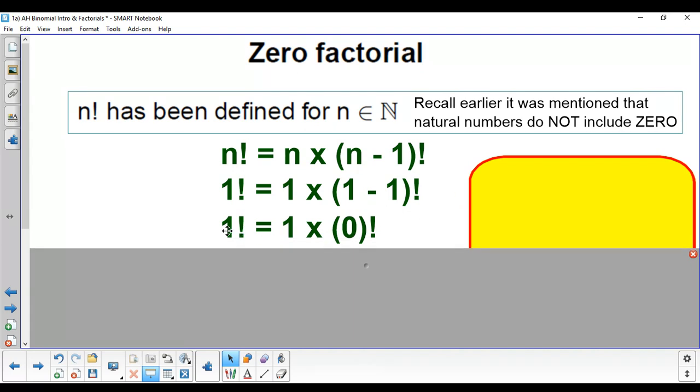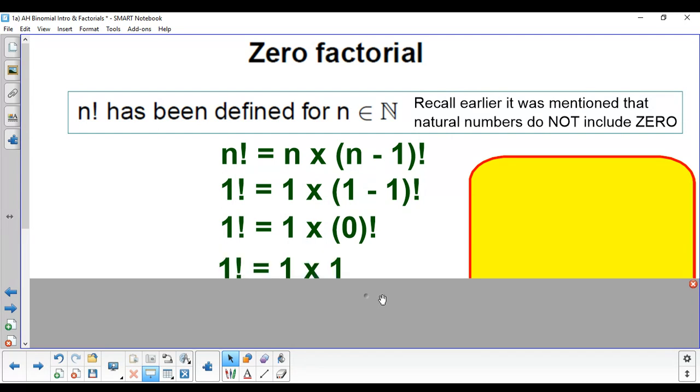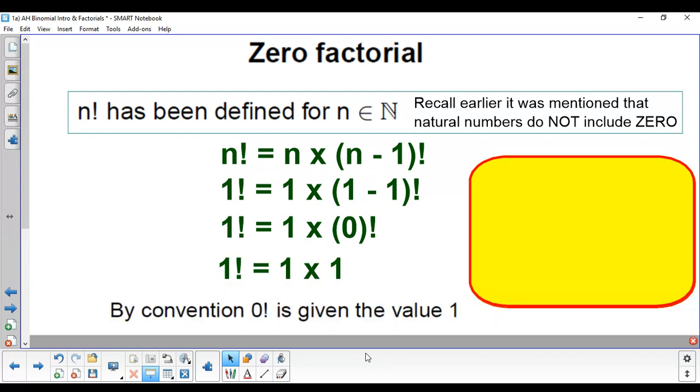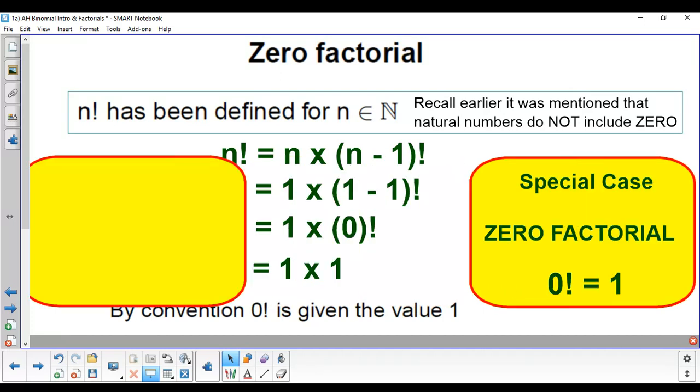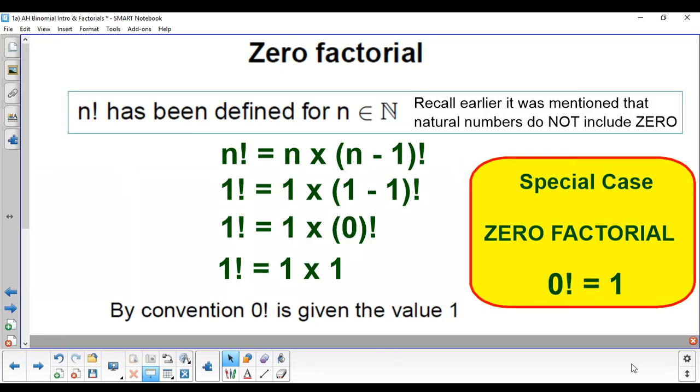So we all know that 1 is made up of 1 times 1. So this means that 0 factorial, by convention, we give it the value of 1. So it's a special case. Think of it like indices, to the power of 0 is 1 as well. Okay, so it's a special condition.